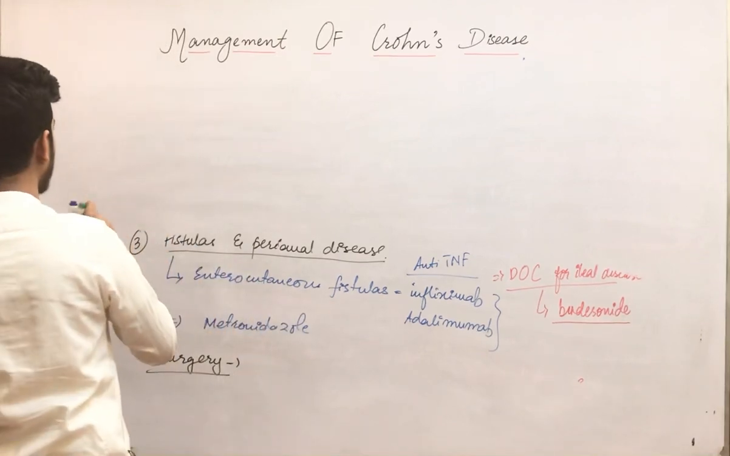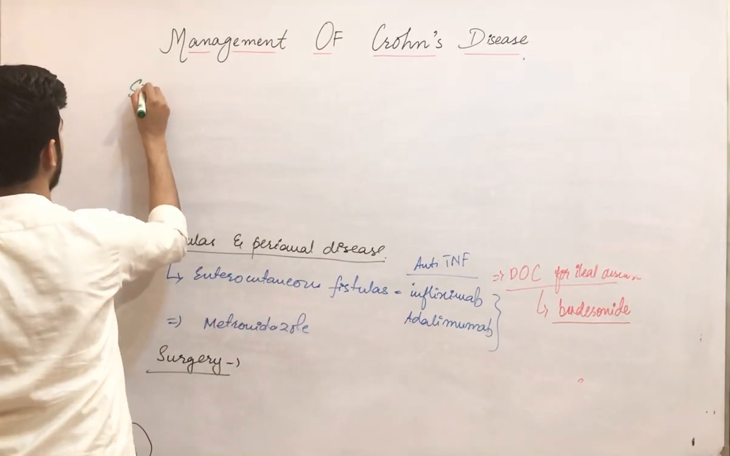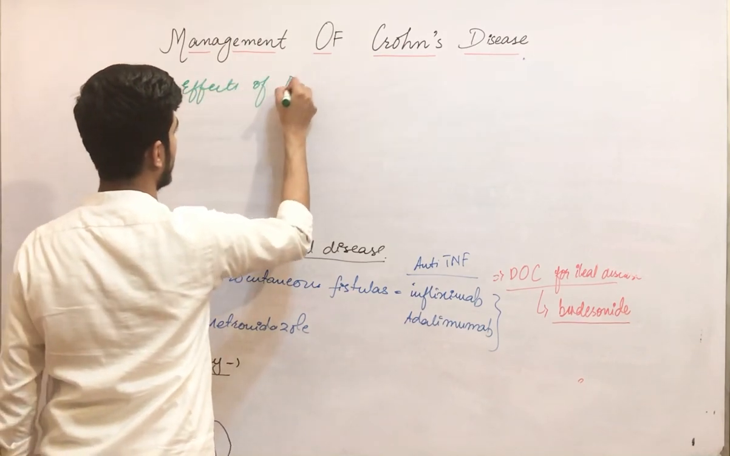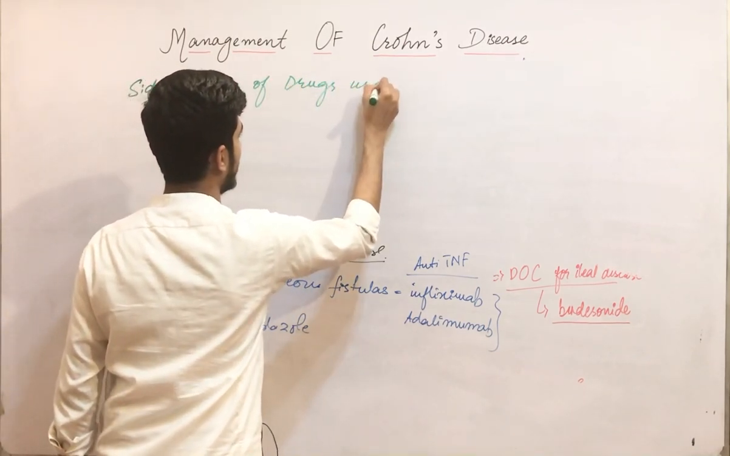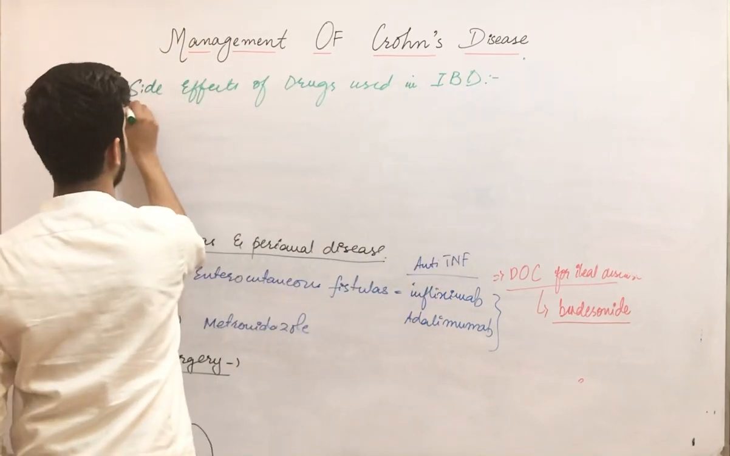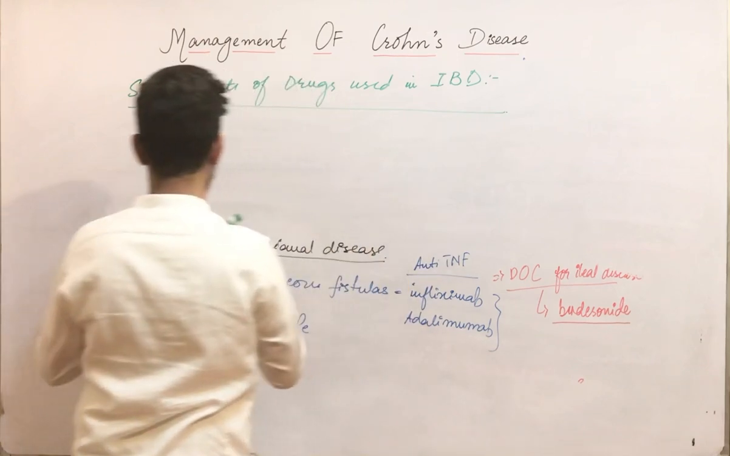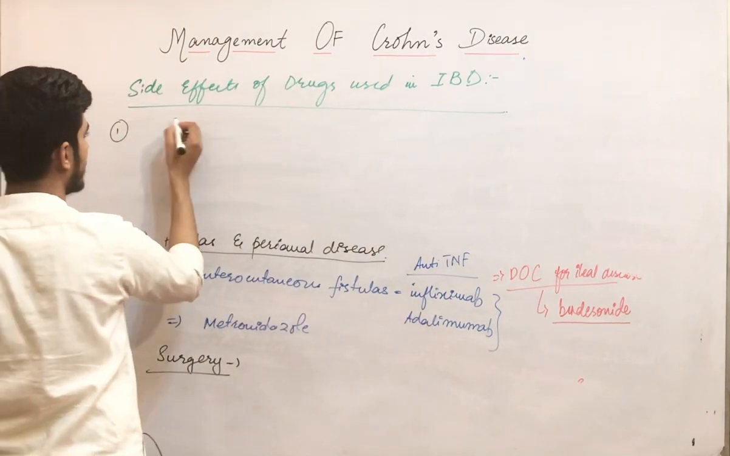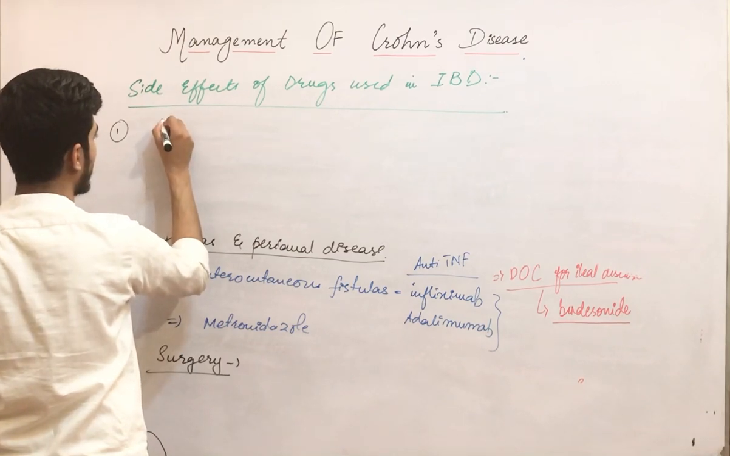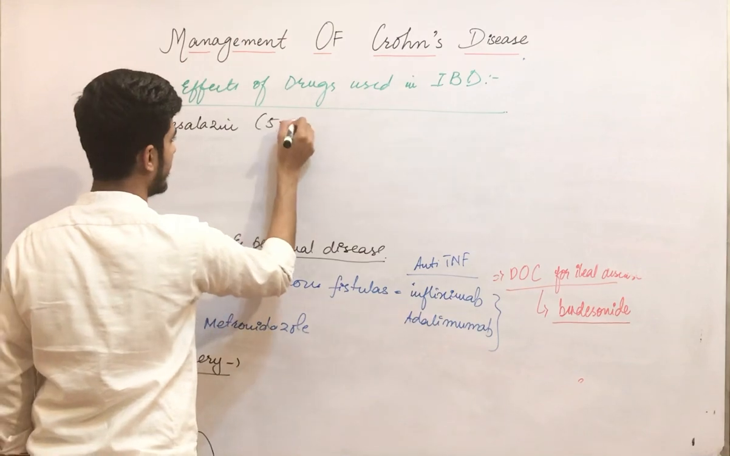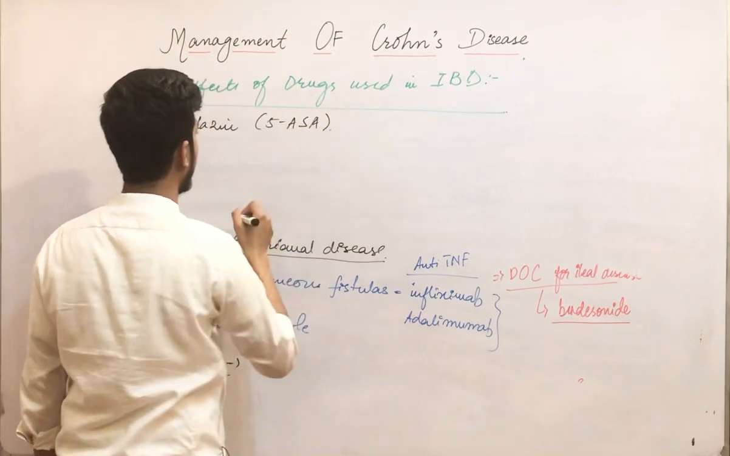See now, side effects of drugs used in inflammatory bowel disease. Now we have used drugs in the remission phase, that is mesalazine, which is basically 5-aminosalicylic acid.